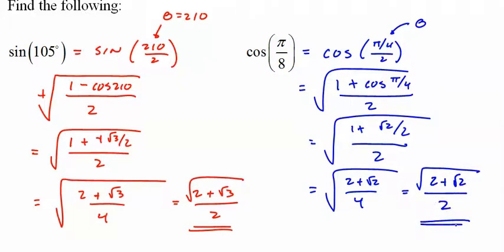So those are double angle and half angle formulas. That's where trig gets really abstract, really hypothetical. So do the best you can. Good luck.